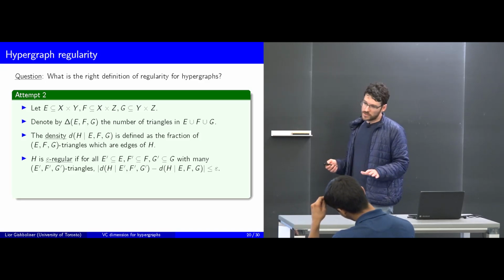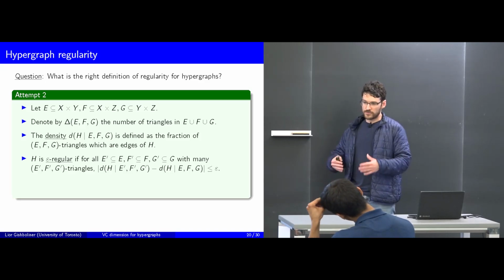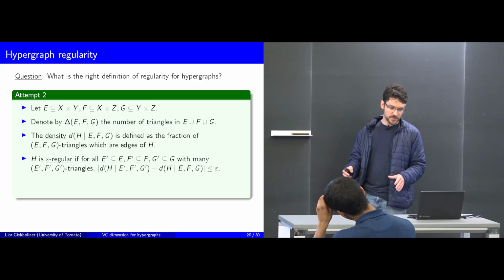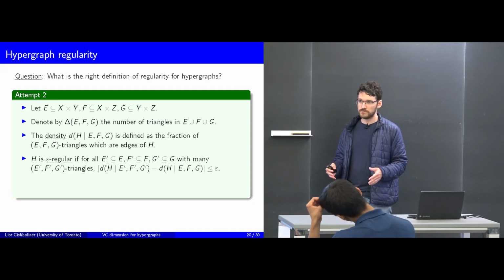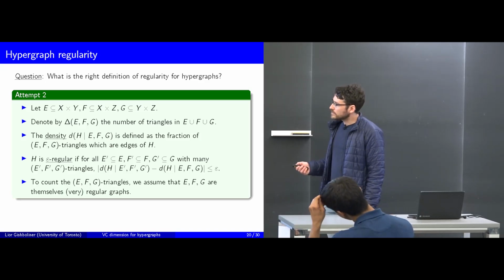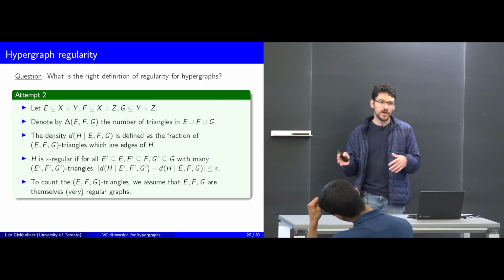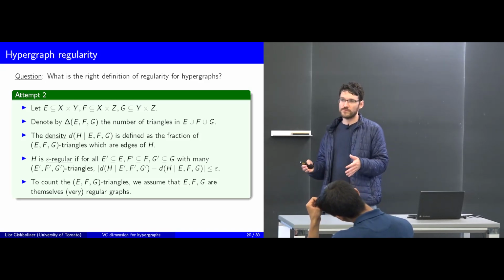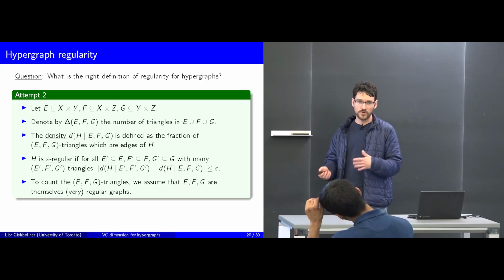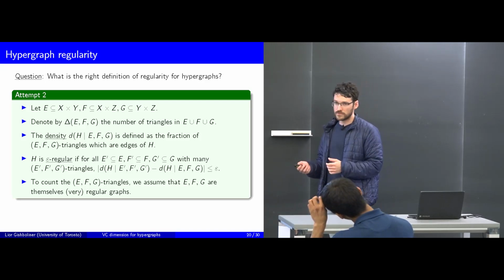So when you deal with 3-uniform hypergraphs, it's not enough to partition the vertices. Regularity is not enough with respect to the vertices, but you have to do it with respect to the pairs. And in order to make this useful, we have to be able to work with the triangles spanned by E, F, and G. To do this, we assume that those graphs are very regular as graphs, because this allows us to count exactly how many triangles there are. This makes this whole thing possible.